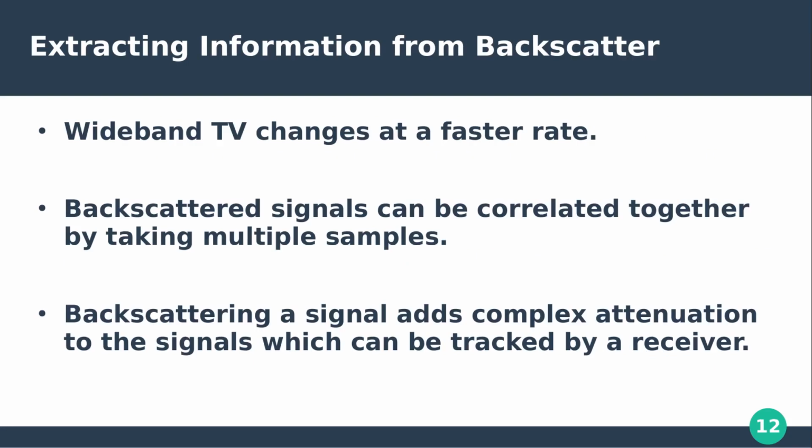Let's talk about extracting information from backscatter. Wideband TV signals change at a much faster rate than our ambient backscattering signals. Therefore, backscattered signals can be correlated together by taking multiple samples and seeing that slower change in signal. Backscattering a signal also adds complex attenuation to the signal, which can then be used with the multiple samples to track whether or not a 1 or a 0 is being transmitted. Now, the actual math behind this uses Nyquist rates and a combination of the backscattered signals and the wideband TV signals. And I'll leave the proof up to the reader or listener to go and understand via the paper.